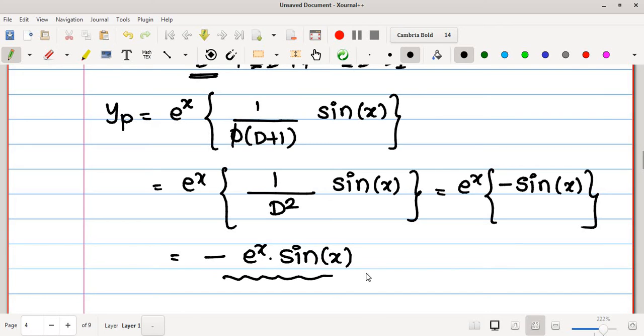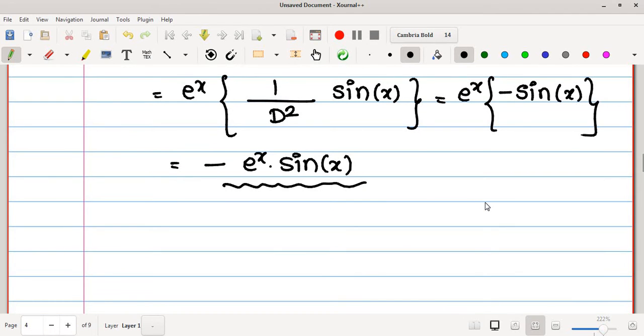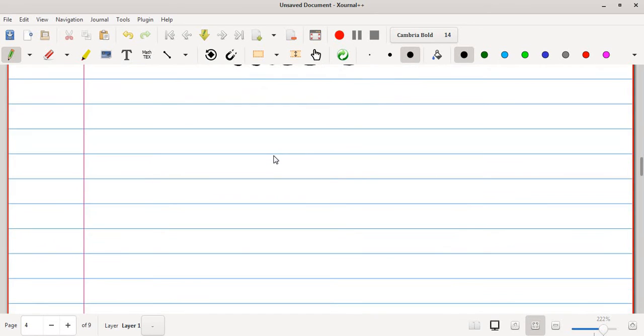So we check this particular integral by using the variation of parameters method. Or, instead of taking the double integration, we can replace D square by minus a square. So this will be the value. Now we find the particular integral by using the variation of parameters method. So we are going for the second method of solving.